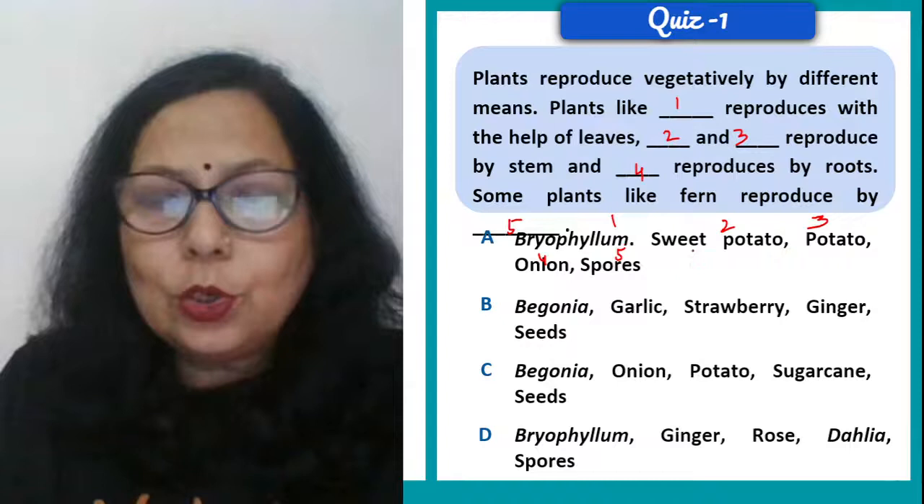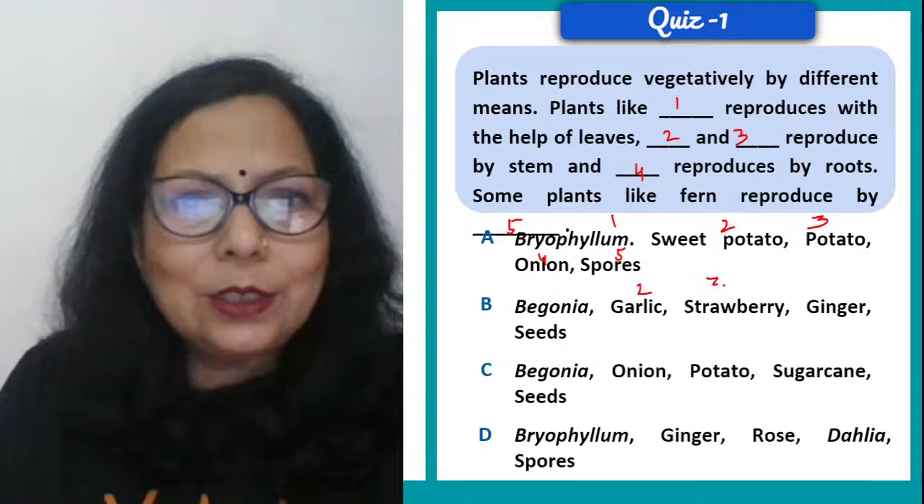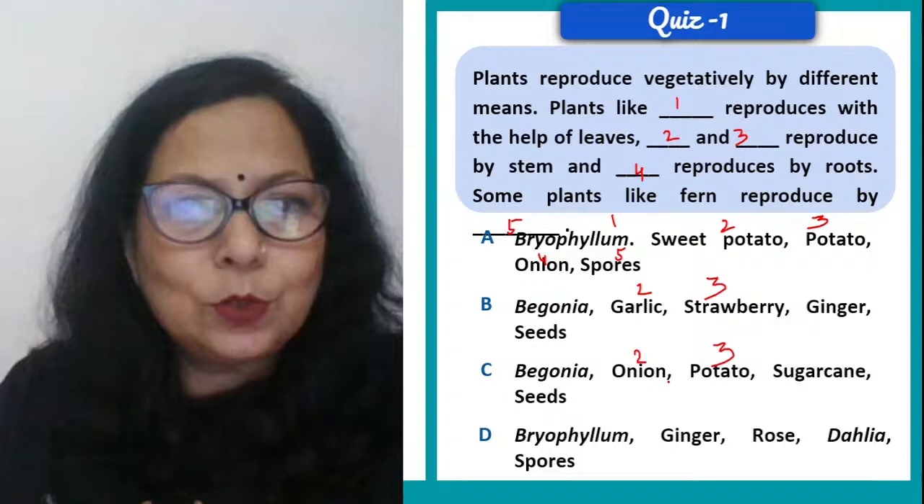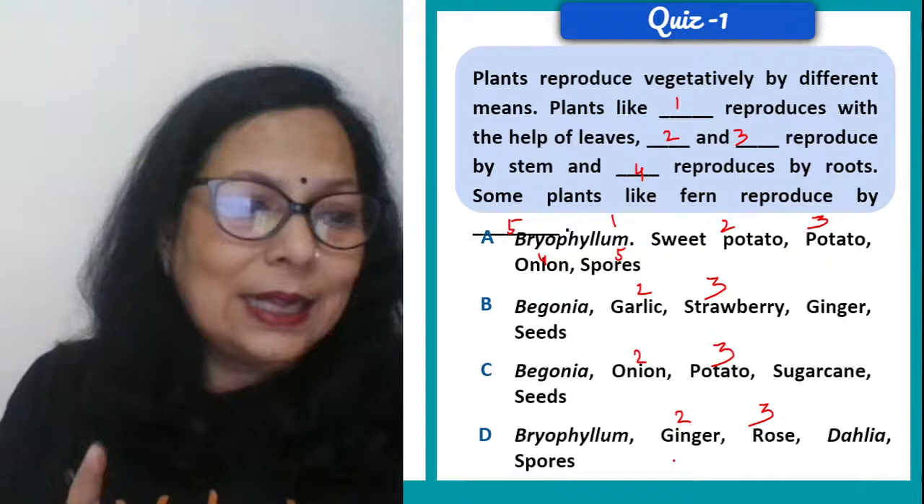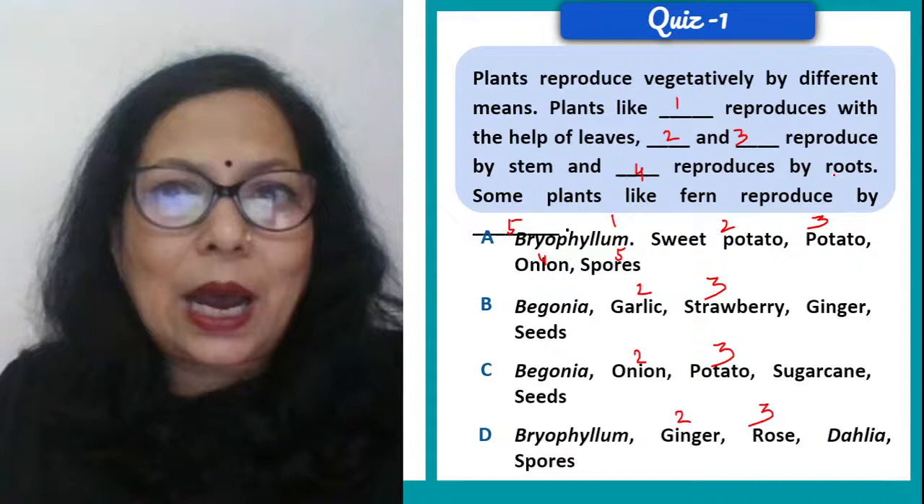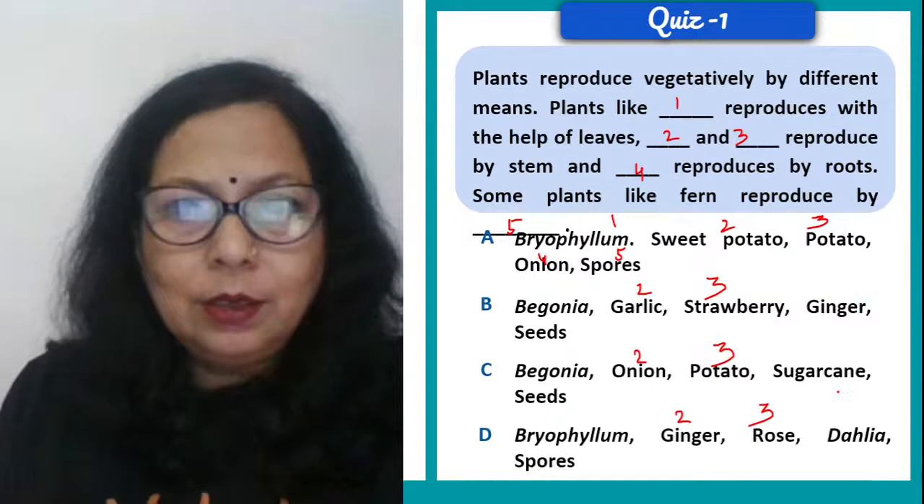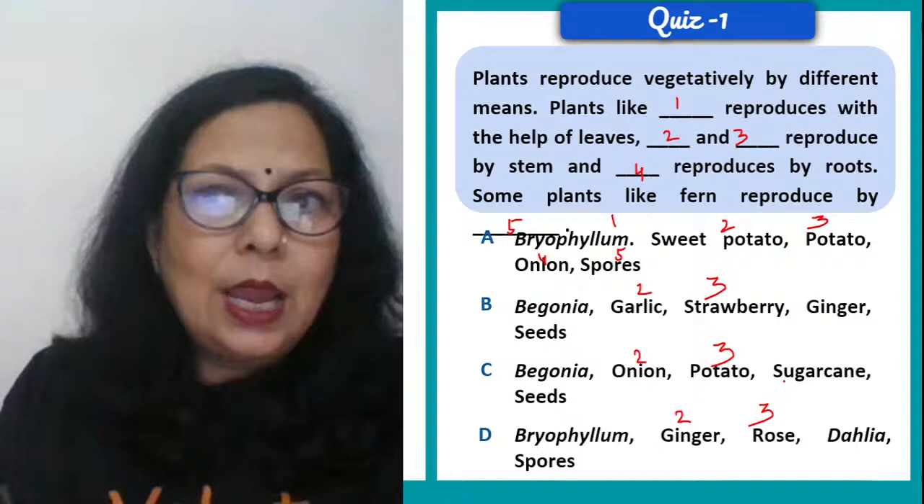So do sweet potato and potato reproduce by stem? Do garlic and strawberry reproduce by stem? Do onion and potato reproduce by stem? Do garlic and ginger reproduce by stems? Not yet, Asmita, first see all. Don't give your answer. I said don't give the answer yet. And dash reproduces by roots. Check the fourth one. Onion, ginger, sugarcane, dahlia. Which reproduces by roots? And dash first reproduces by what?